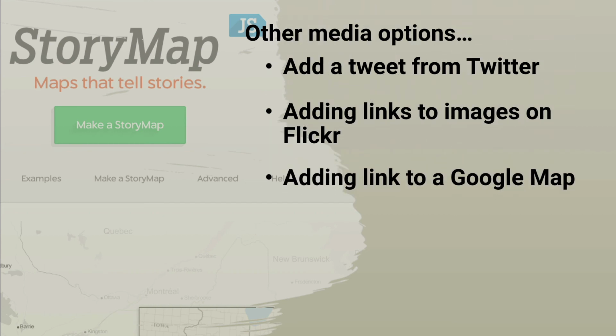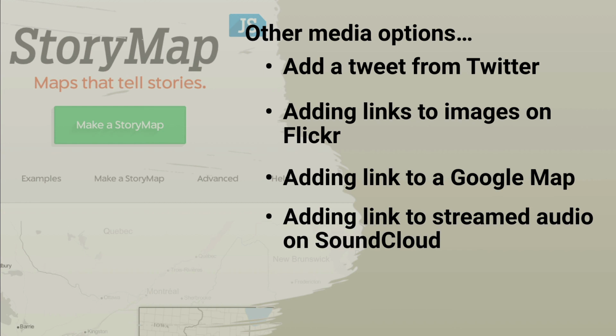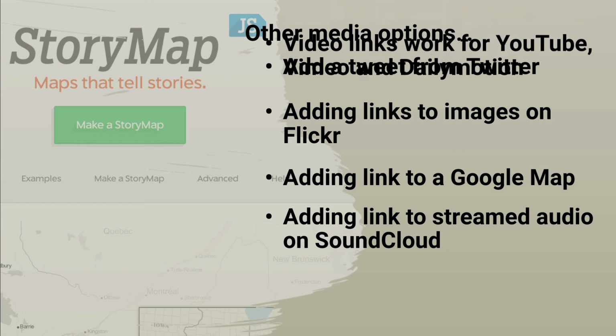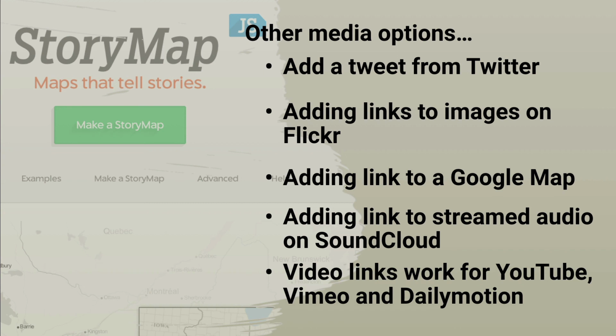It's also advertised that you can add a link to a Google map. Now, this option didn't work at all for me. Now, it could be something I was doing wrong, or maybe there is some disconnect between the software and Google Maps these days. Another option is adding a link to streamed audio on SoundCloud. This worked great for me, and I think it would make a really interesting slide to combine maps and audio. Finally, I should mention that the video works not only for YouTube, as I showed you, but also for Vimeo and Dailymotion.